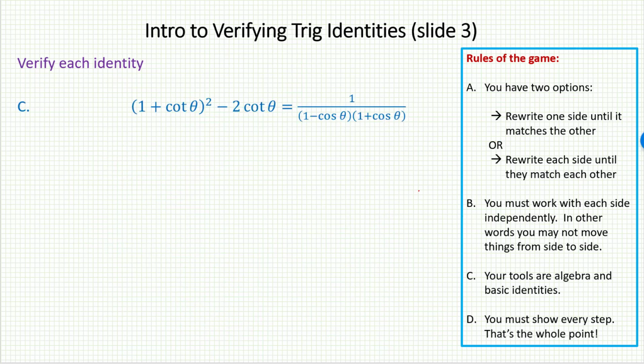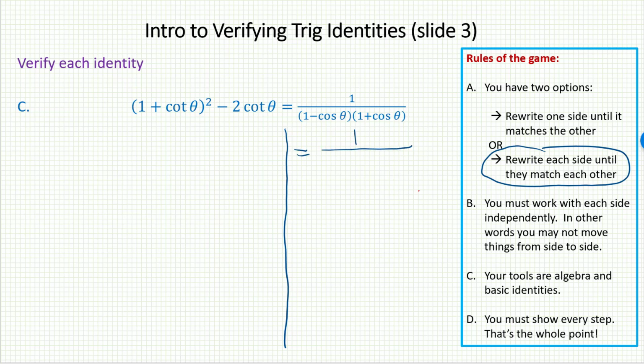Okay, let's look at one more. Again, don't cross over that line, right? I need to work with each side separately. This time, I think I'm going to have to do the second strategy. Both of these things look so messy. I think I'm going to clean each one up in the hopes that I can make a match along the way. On the right side, the denominator there seems calling out to be FOILed out.